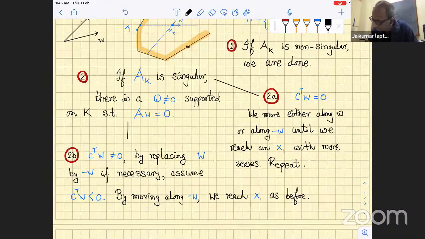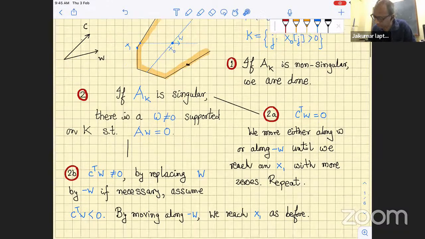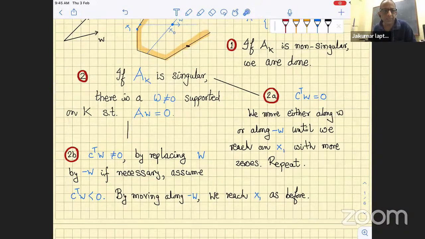But I want C transpose W to be less than 0. So what I will do is, if this was the case, that is the W that I was handed in step 2 here. If this W was aligned in the positive direction of C, then I replace W by minus W and then continue the argument. That was what "if necessary" meant. So if W had a positive dot product with C, then replace W by minus W. Now we can assume that W has a negative dot product with C.